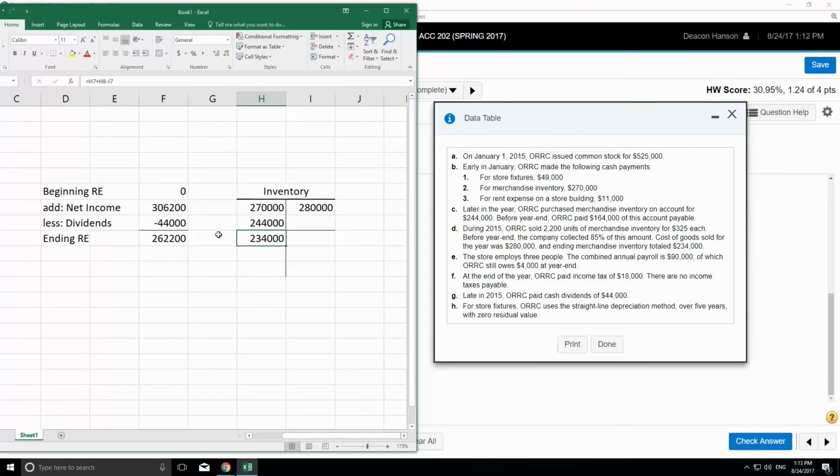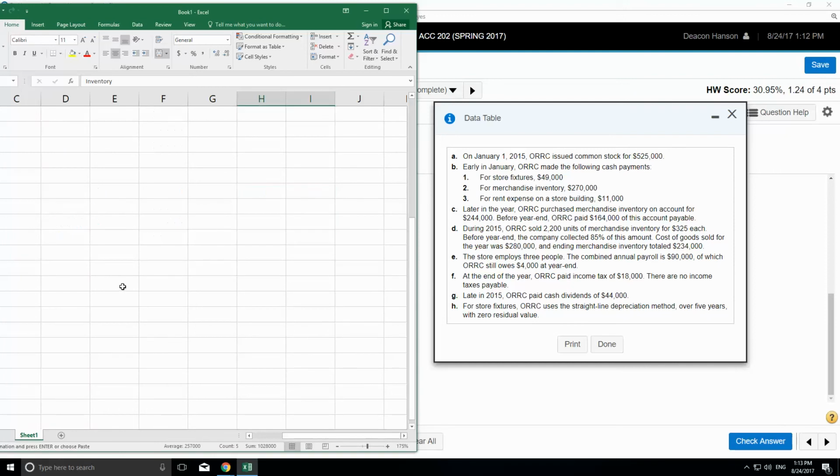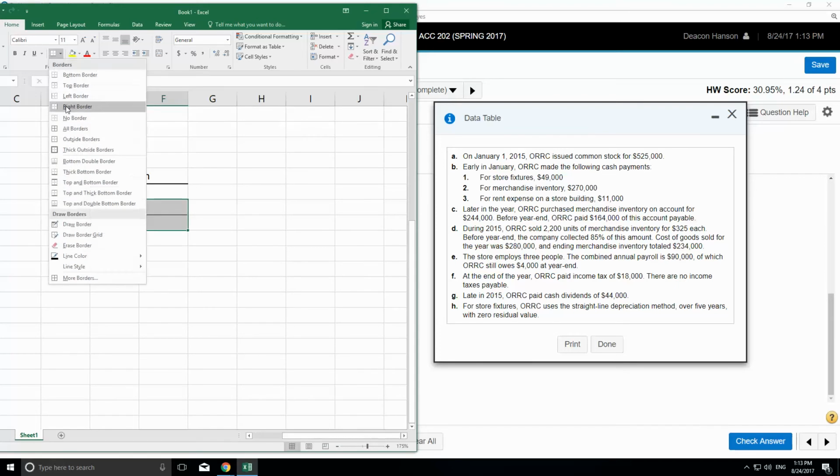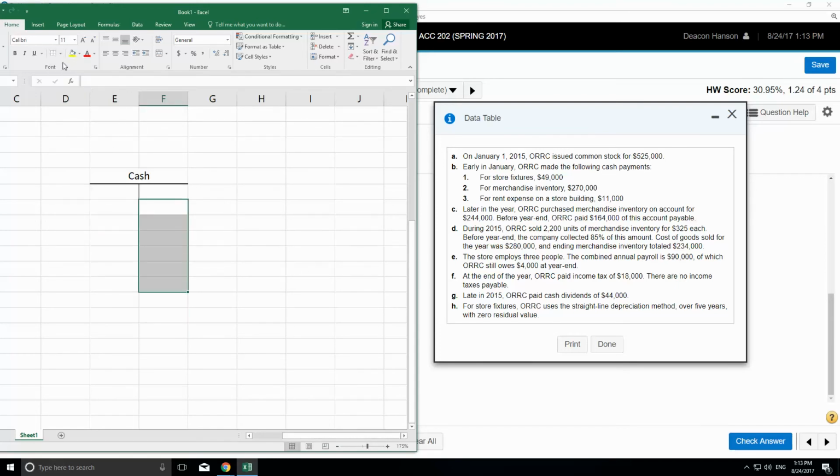Okay, let's see what else we got. What you could do is you could track the cash though. You could be keeping track of cash as you go along. So you could say cash, right, and go back to A. When we issued common stock, we brought in 525,000 in cash. And then it says we made the following payments. So we paid 49,000 for store fixtures, 270,000 for inventory, 11,000 for rent expense. Okay.